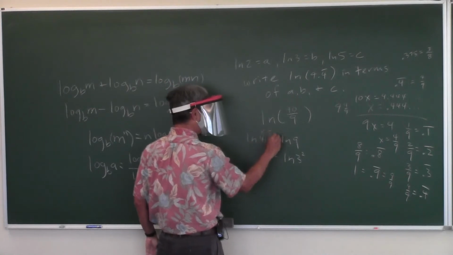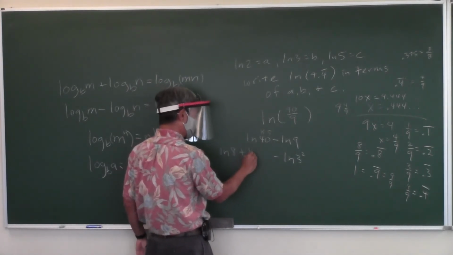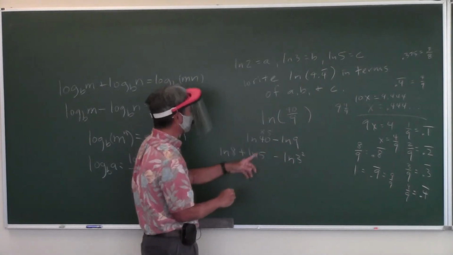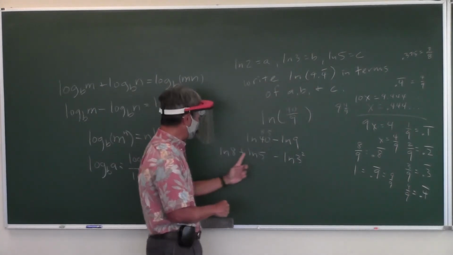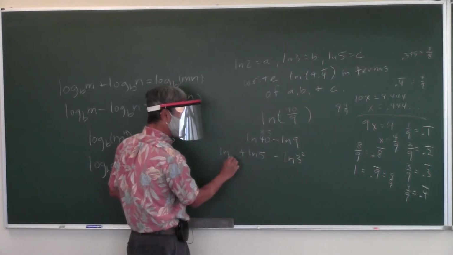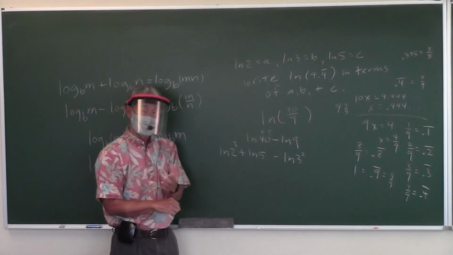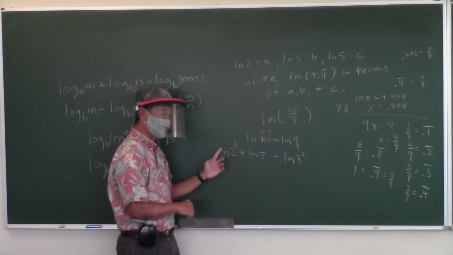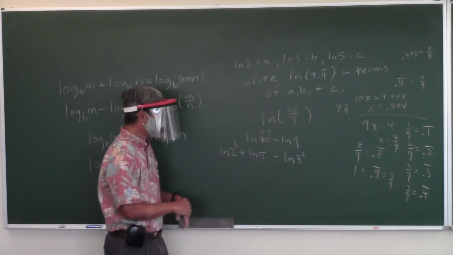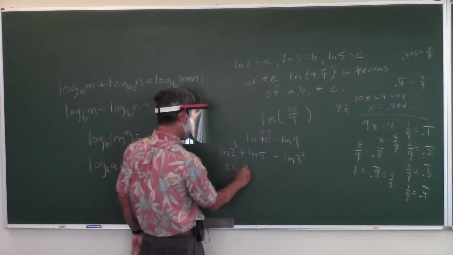8 times 5, why is that better? Because that would be natural log 8 plus natural log 5, and then natural log 5 is c, right? Yeah, but what about the 8, Mr. Park? Well, isn't 8 the same thing as 2 cubed? And the reason why you want to write it as a power is because you can put the power in the front.